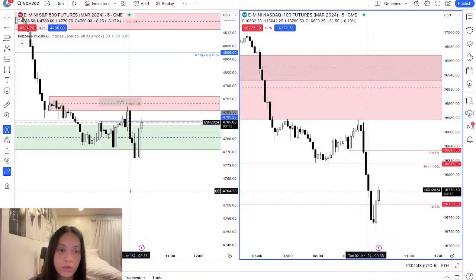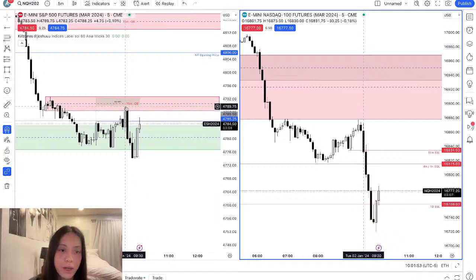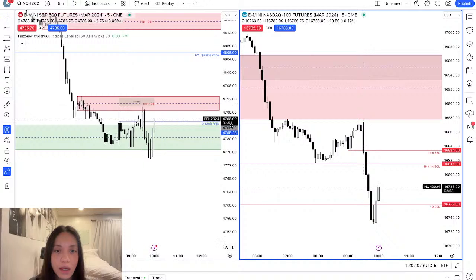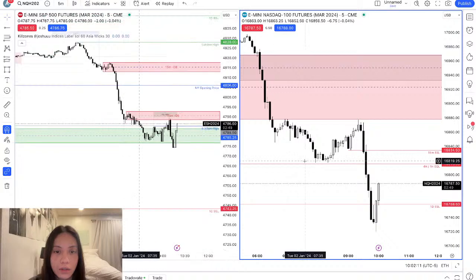So if we can push up past the open, I'd probably consider that little 30-minute move the Judas swing, and see if we can head up.